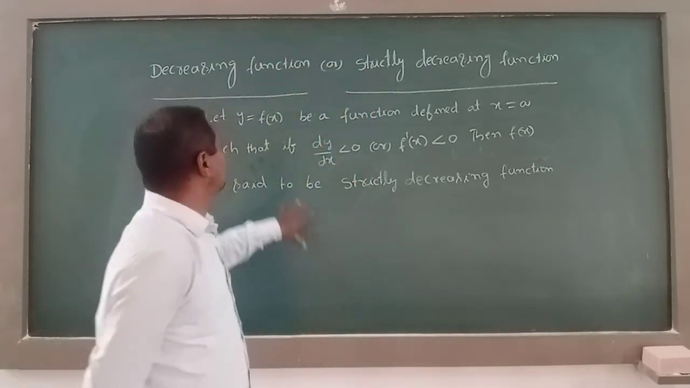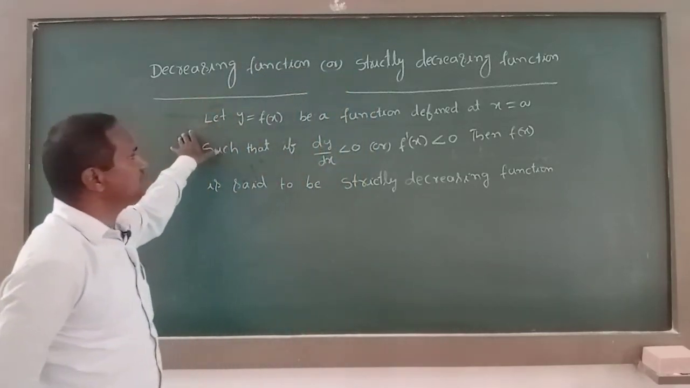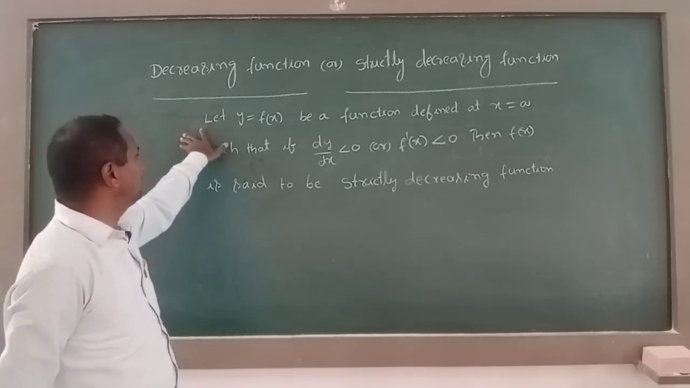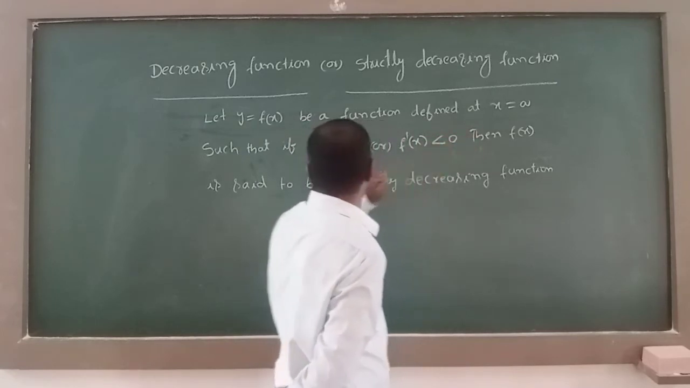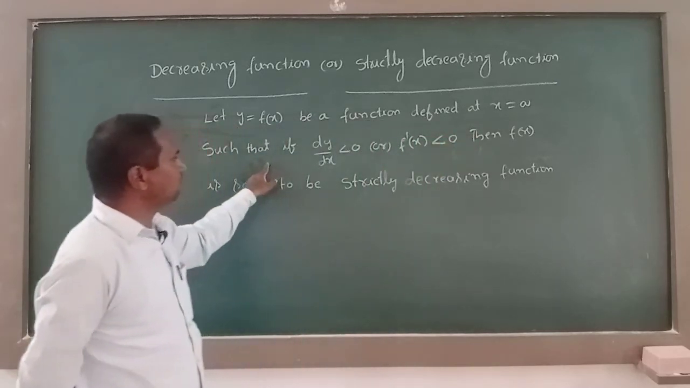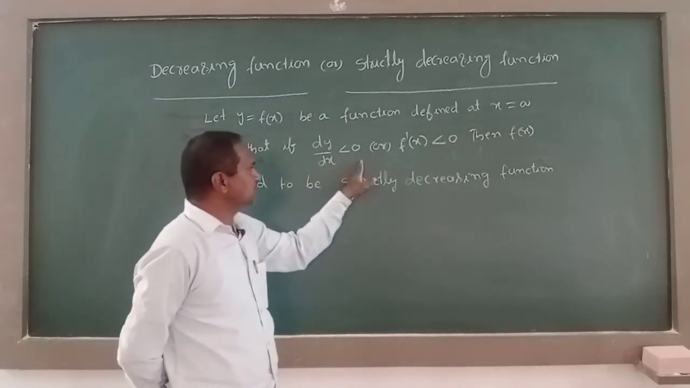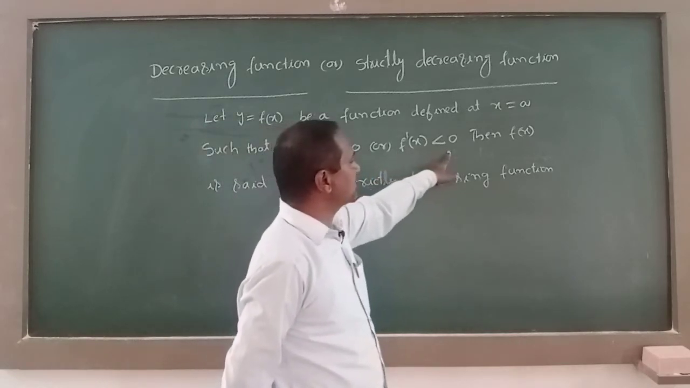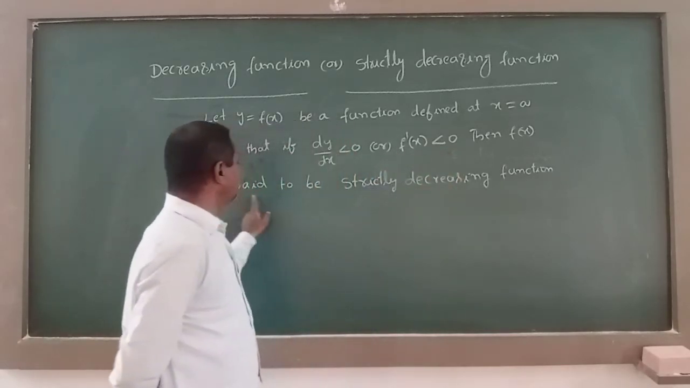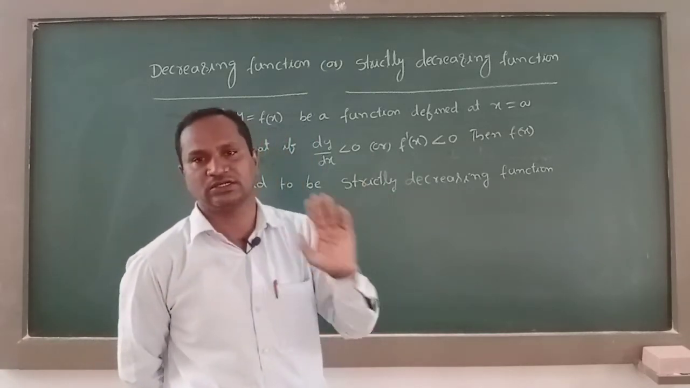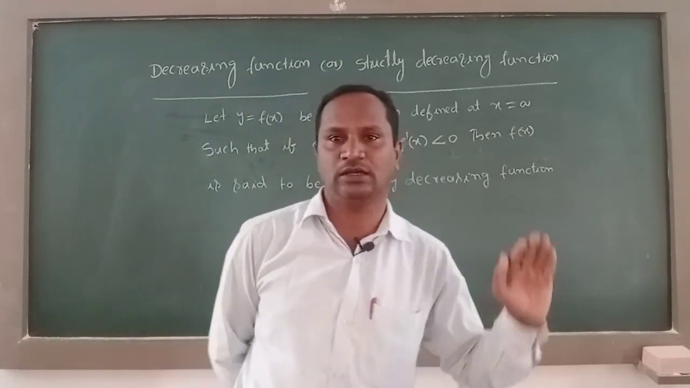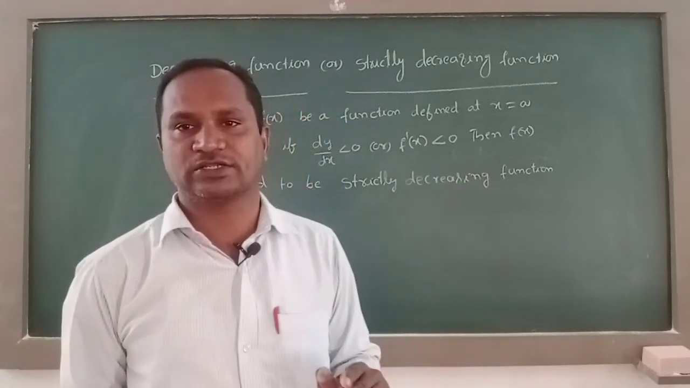Now decreasing means the opposite of the increasing function. Let y is equal to f of x be a function defined at x is equal to a, such that if dy by dx less than 0 or f dash of x less than 0, then f of x is said to be a strictly decreasing function. Like that we are giving the definition for strictly increasing function.